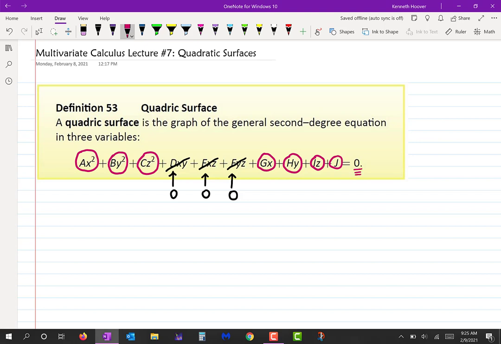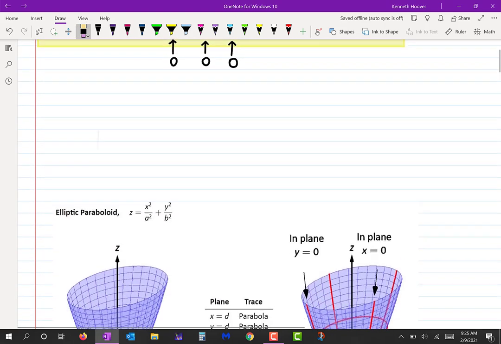set equal to zero. Okay, now one of those might be missing too, because for instance, let's say B might be zero, in which case there wouldn't be a y squared term. Okay, those are the things we're going to look at. Now, there are six different types, and I'm just going to go through them with you one at a time. Okay, now the first type is called an elliptic paraboloid, which looks like this.